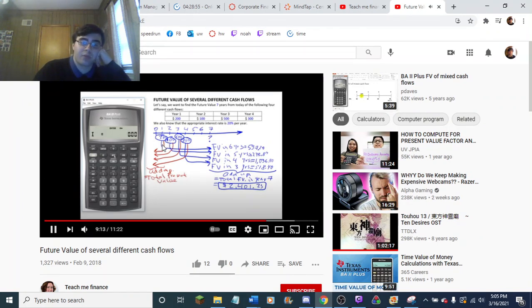Now I press NPV. I change the interest rate to 20%. I press 20, enter, down, and compute.